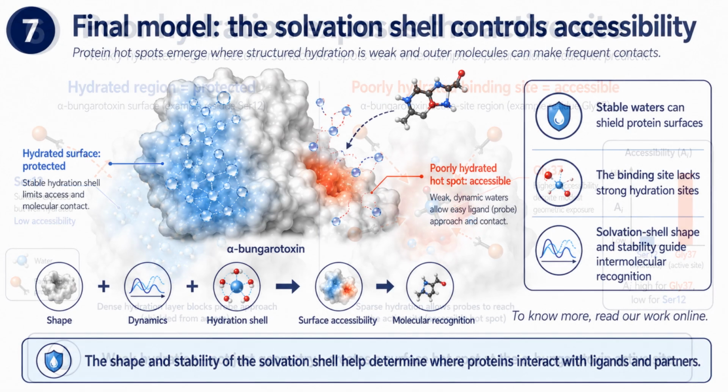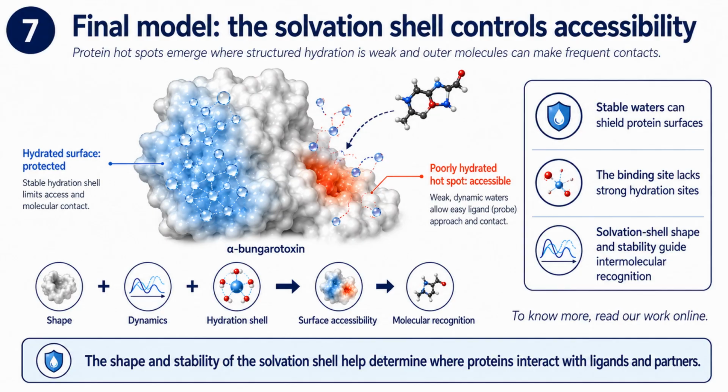This leads to the central model. The solvation shell acts as a gatekeeper. Stable, long-residence water molecules can shield a protein surface. Poorly hydrated, dynamic regions are easier for outside molecules to approach and become surface hot spots for recognition.